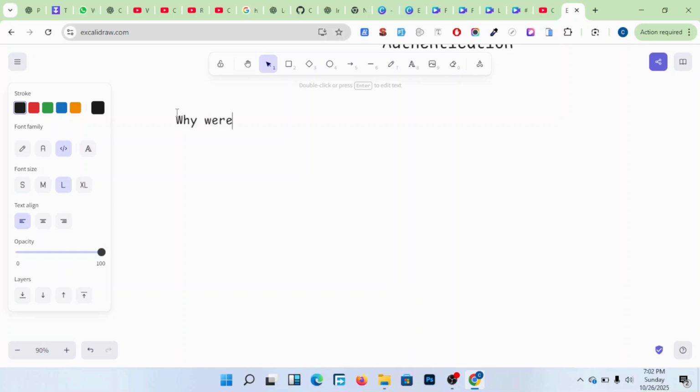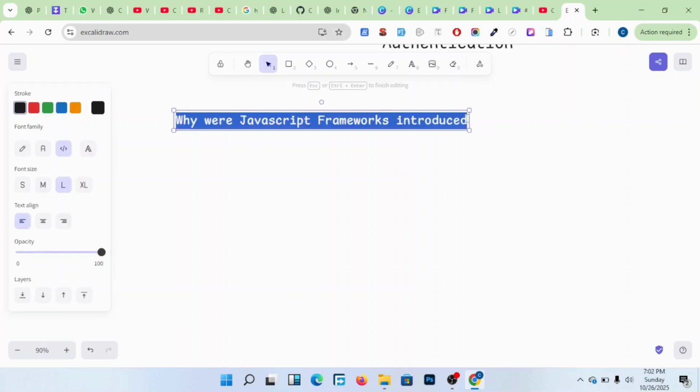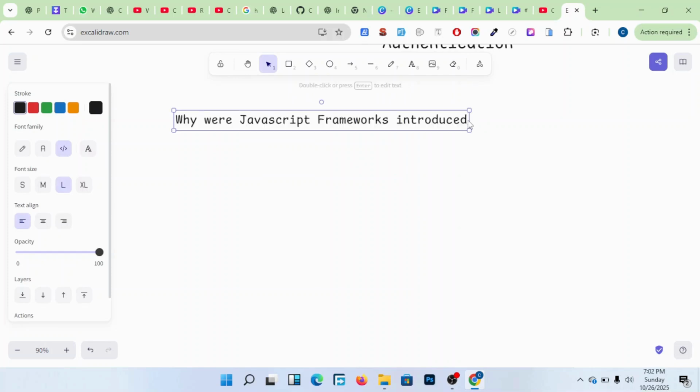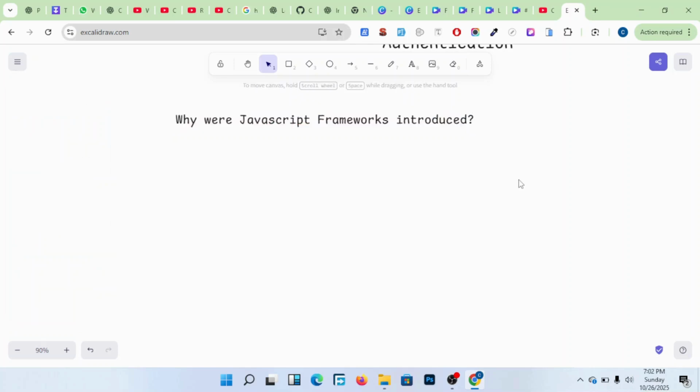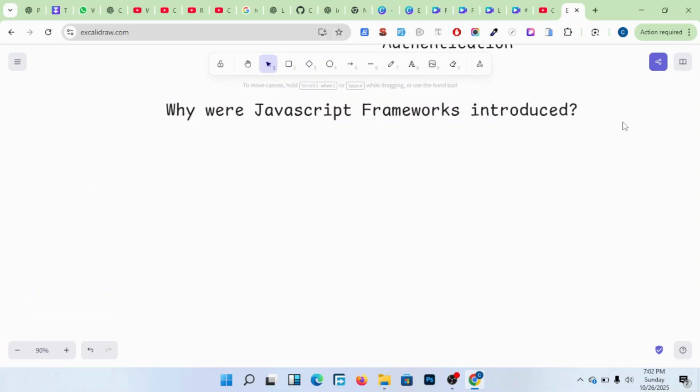Why were JavaScript frameworks introduced? There are some reasons why they were introduced, and I'm going to break them down one by one. These frameworks were introduced to solve very many problems.